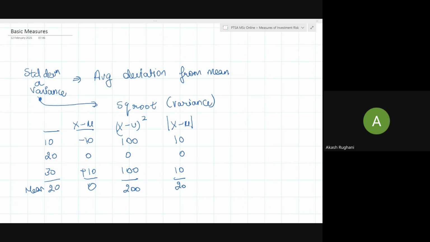Anyone else? Why did I do square and then root? I could have also done modulus, and then we take only positive values. That too even happens in a square. When I square it off, I only take positive values. The purpose of squaring it is just to ensure that negative and positive don't cancel each other out. Even in x minus mu, I have converted everything into positive when I did the square.